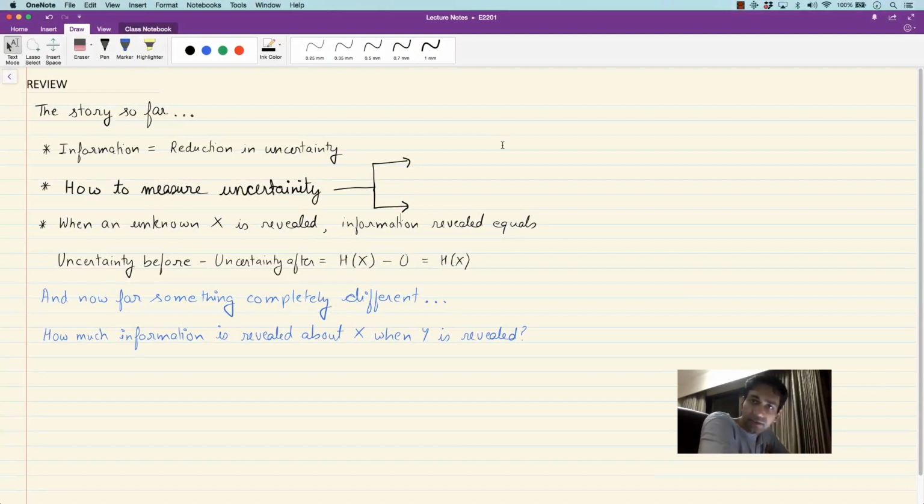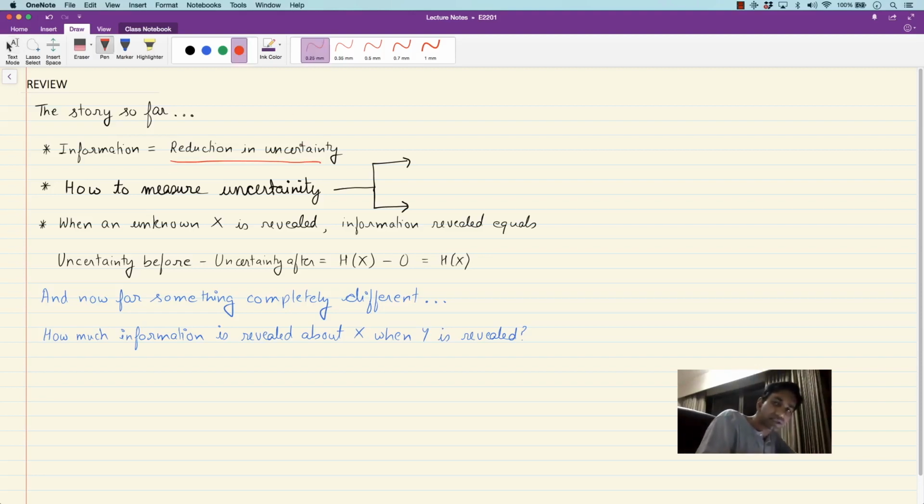Before I begin, let me try to revise what we have seen so far. So far, we have been trying to formulate a notion of information, a mathematical formulation of information, and we are going by the central thesis put forward by Shannon. He said information is reduction in uncertainty. And we have been trying to mathematically formulate this principle.